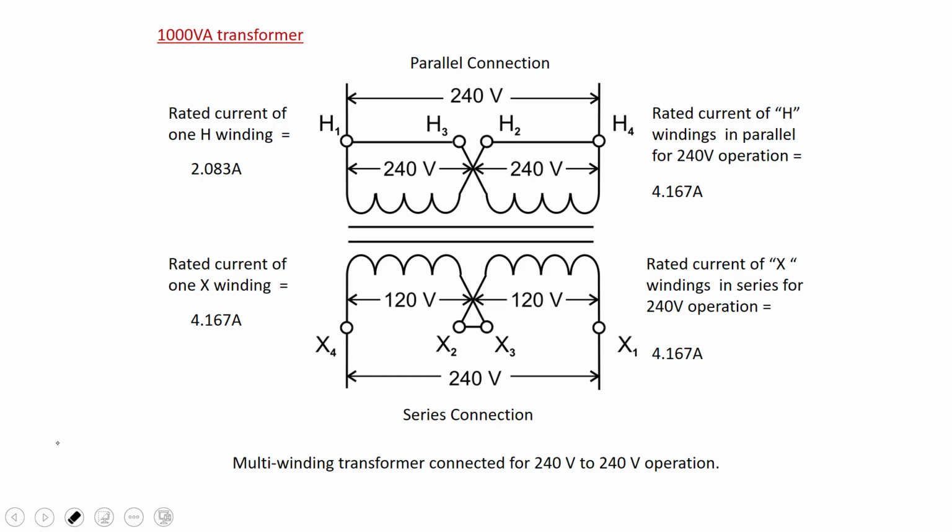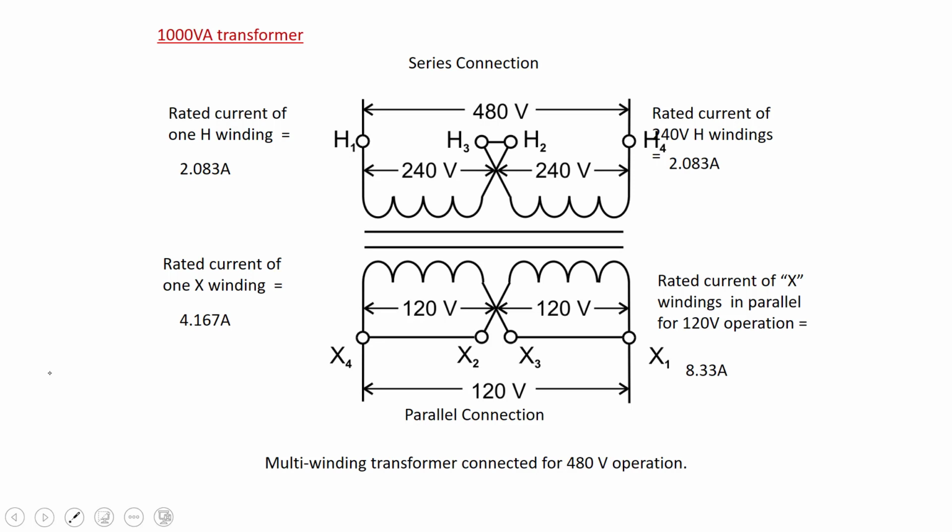The series connection on the secondary here, so now we're producing that 240. The maximum current is going to be that 4.167. All right, 4.167 because we're in series. So that's 1000 VA divided by 240 volts.